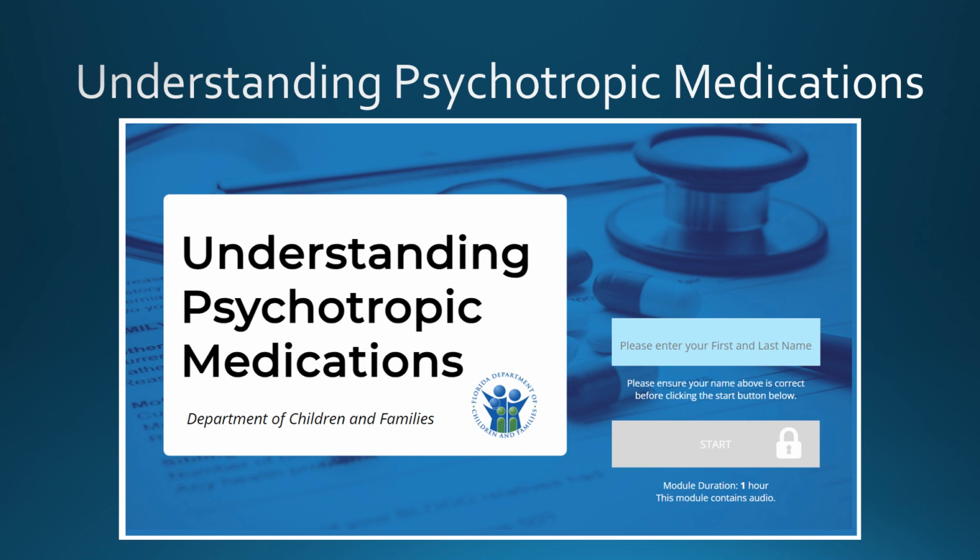Before beginning the training, you will need to enter your name as you would like it to appear on your training certificate. If 2 caregivers are taking the course together, ensure that the names are properly linked. For example, you would enter John and Jane Doe if the caregivers' last names are the same, or you would enter John Doe and Jane D if the last names are different. Once you have entered your name, select Start.